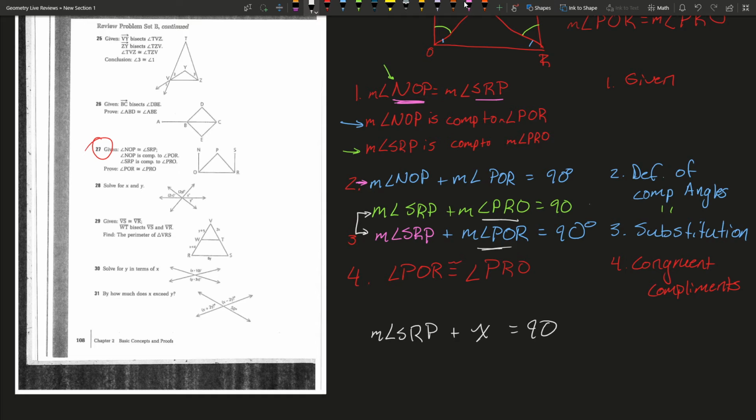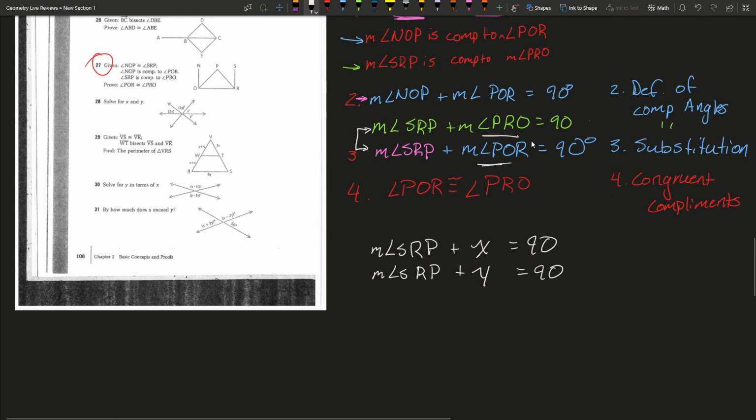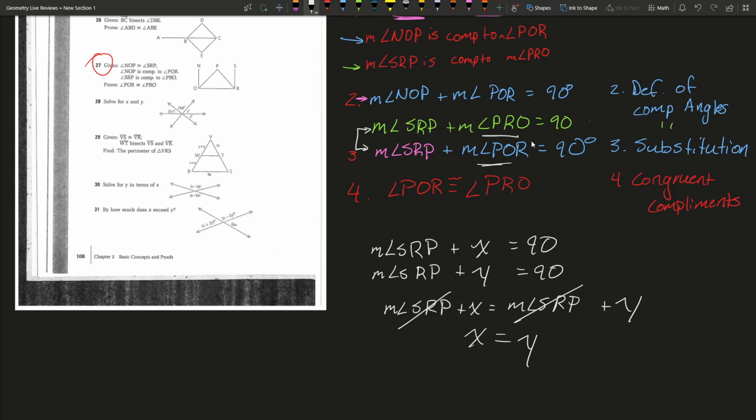All right, so that's the top one. And the bottom one, the measure of angle SRP plus a different angle is also equal to 90. So really, because they're both equal to 90 by the transitive property, they are equal to each other. And because we have the measure of angle SRP on both sides, they cancel, and we're left that x is equal to y. And in that case, the x is PRO, and the y is POR.